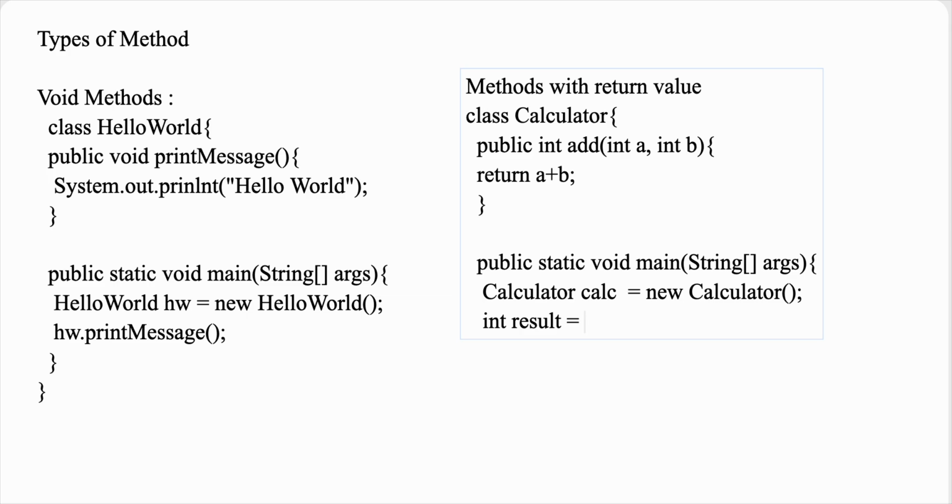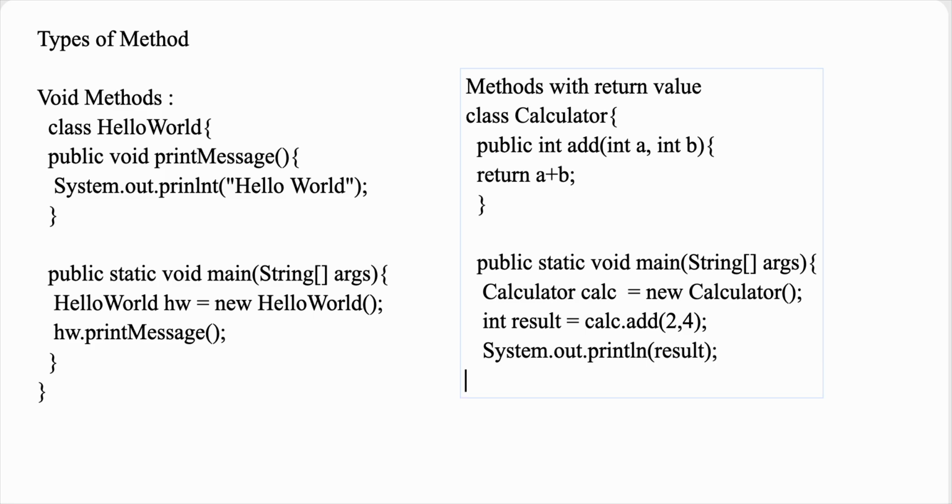Okay, so inside that result, we need to call that function, like the reference dot the method. Here we have given int a and int b, so for that we need to give the values. For the values I can give 2 and 4. Okay, so here we need to print that, System.out.println. So here you can see the result.